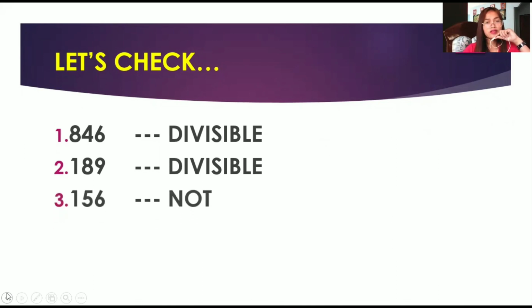Next, 156. Why is it not divisible by 9? Because 1 plus 5 is 6 plus 6 is 12, and 12 is not divisible by 9. That's why our answer is not divisible by 9. Next, number 4, 704. Our answer is not. Why is it not divisible by 9? Again, we add. 7 plus 0 plus 4 is equal to 11. So, it still can't be divided by 9. So, our answer is not divisible by 9.